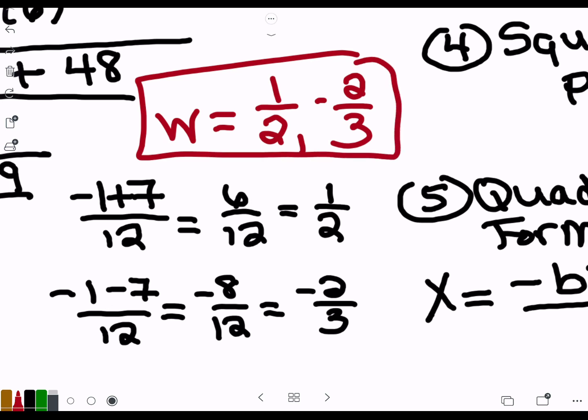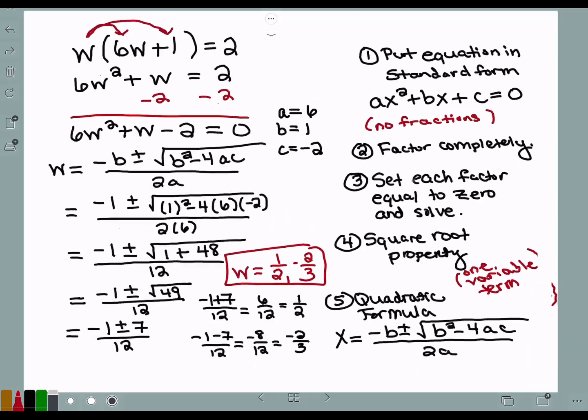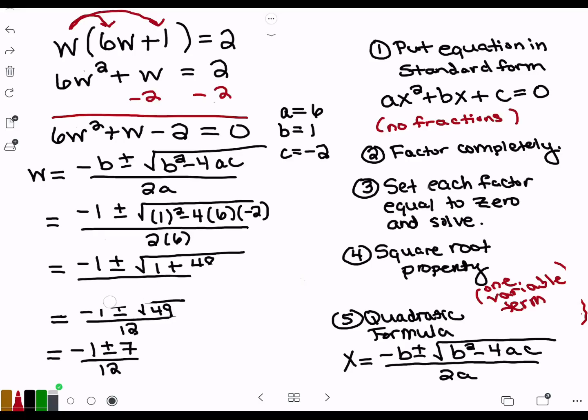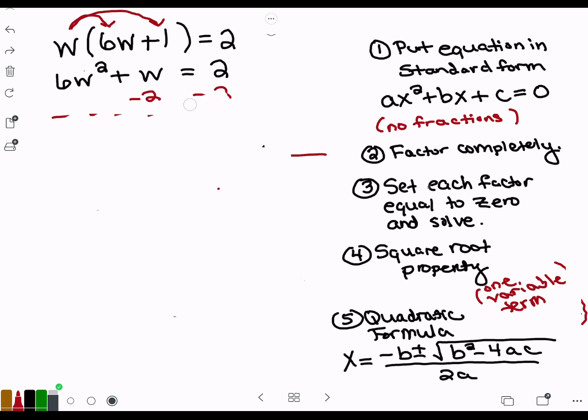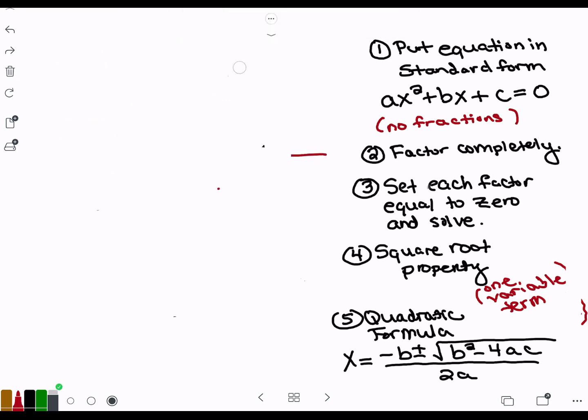If you would have factored this, you would have gotten the same two answers. So again, I'm just showing you different options that you can use, okay? Now, I want to do one more example dealing with the square root property because we haven't seen that yet, and I want to show you how that works. So erase, erase, erase. So I'm going to give you another example.